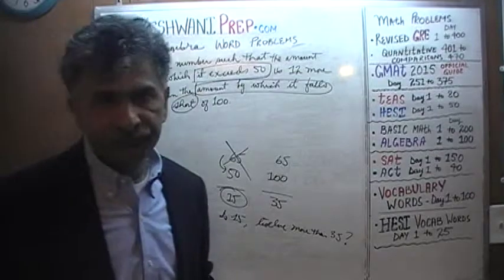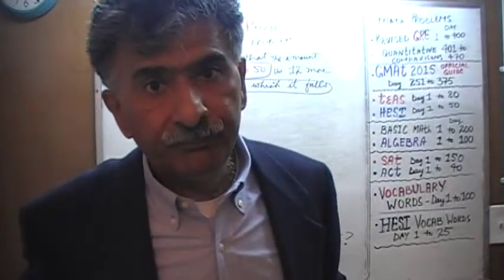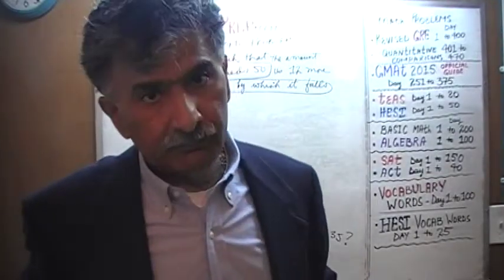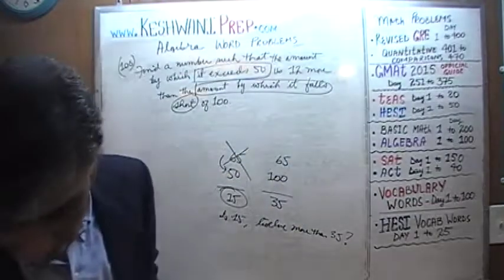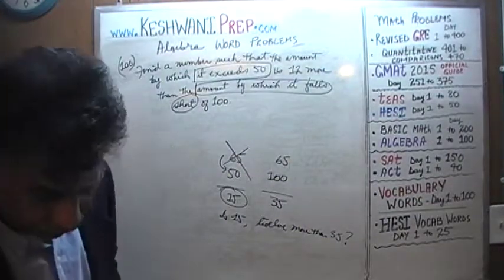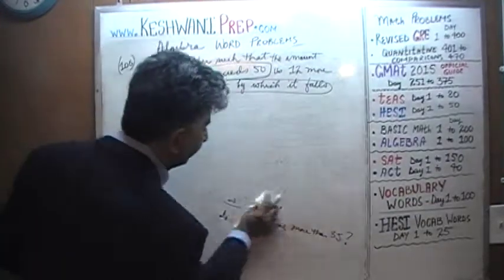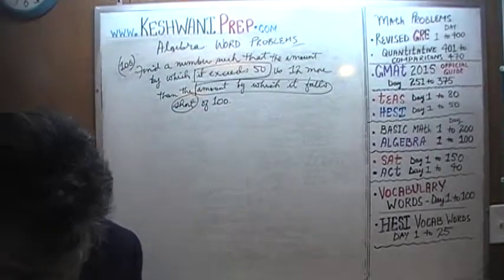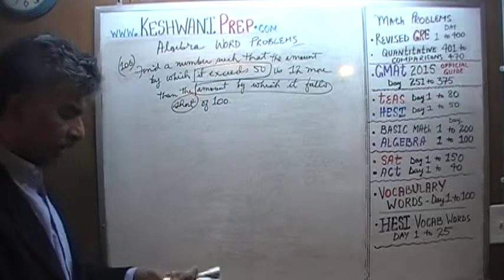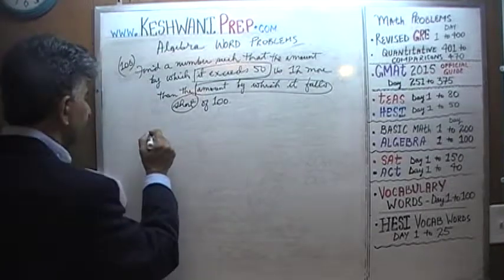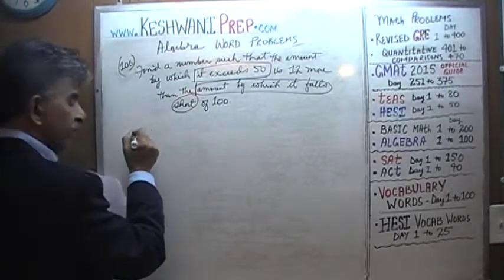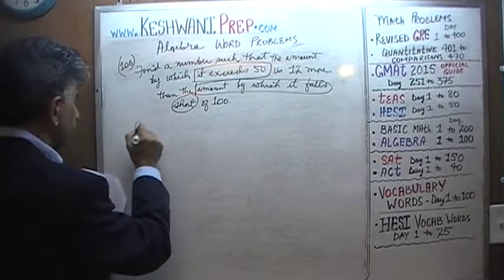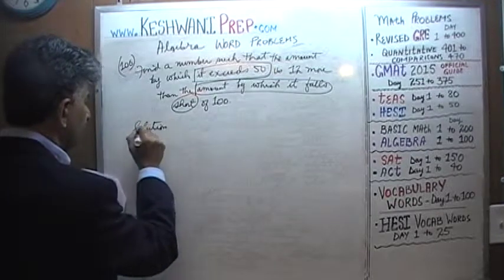But then what is it? We don't know. We have to find it. Let's find it, shall we? The question is, do we know how to set it up? Well, it's very simple. Ask yourself, how much does it exceed? The amount by which it exceeds 50. Let's first define our variable.